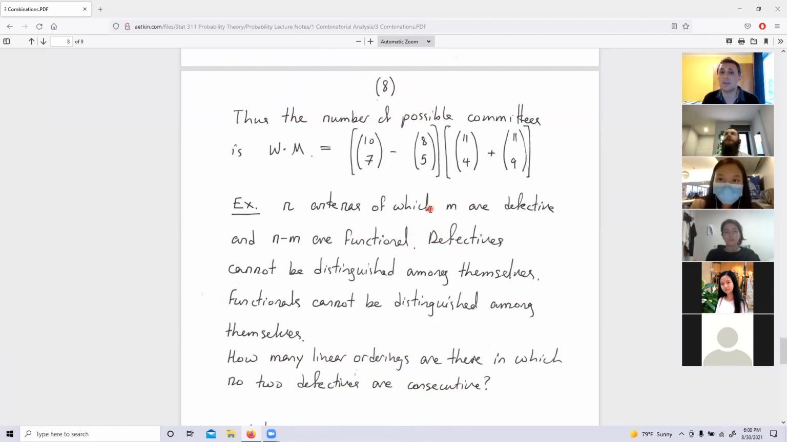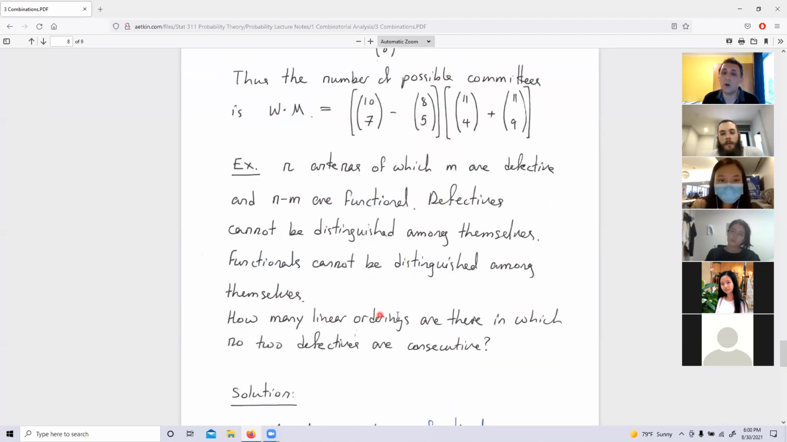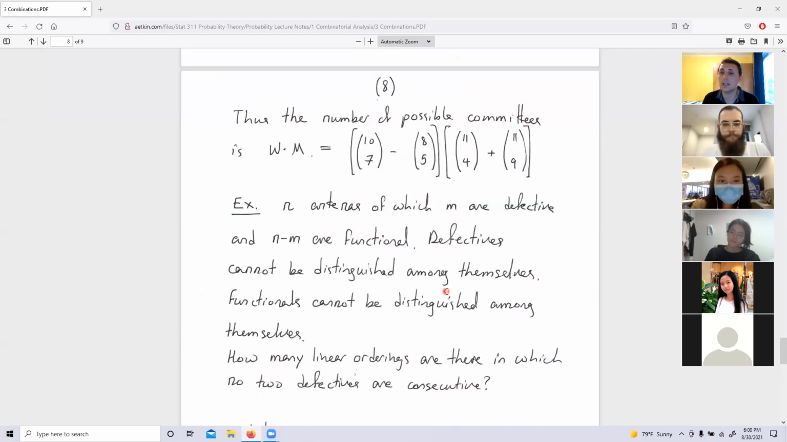You cannot distinguish between defectives, and you cannot distinguish between the functional, but you can distinguish functional and defective. So how many linear orderings are there in which no 2 defectives are consecutive? In other words, the device that you have here will work as long as no 2 defectives are next to each other. They must be separated by at least one functioning antenna.